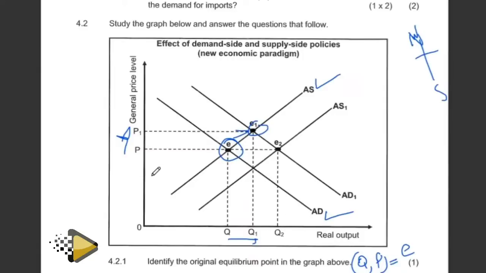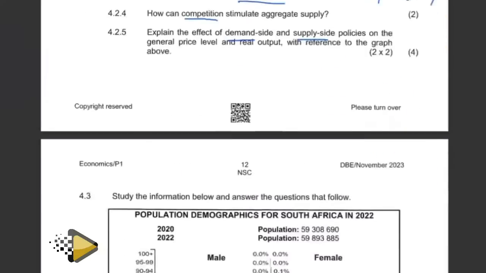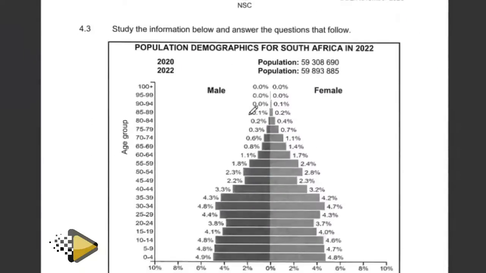Also, this influenced the quantity to move from Q1 to Q2. That means the price is going to remain the same at P. So that is why we end up having this shift, and as well we end up having the shift in aggregate demand.